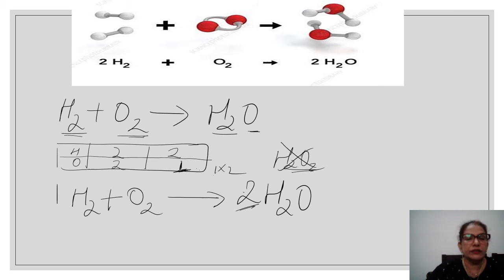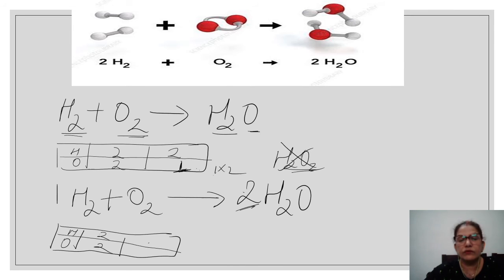Okay. Now let's check for the number of atoms. Now we have again hydrogen, oxygen, and we have here 2 and 2. Here if you see, we have 2 2s are 4 hydrogens. So 4 hydrogens and 2 oxygens. So our oxygen is balanced but not the hydrogen. So in order to make this into 4, what do we do? We multiply with a 2.